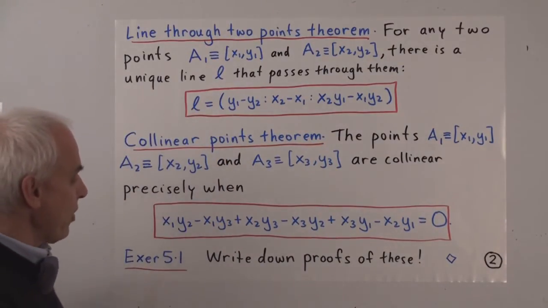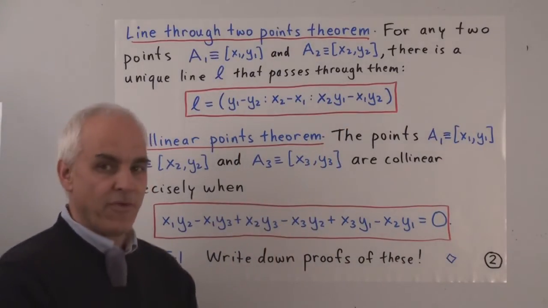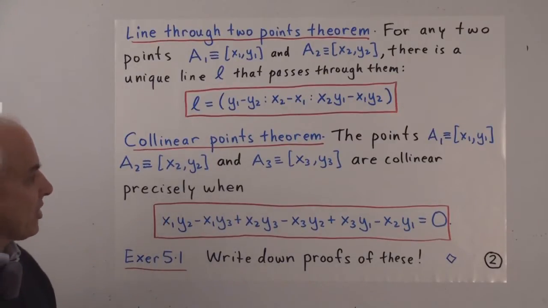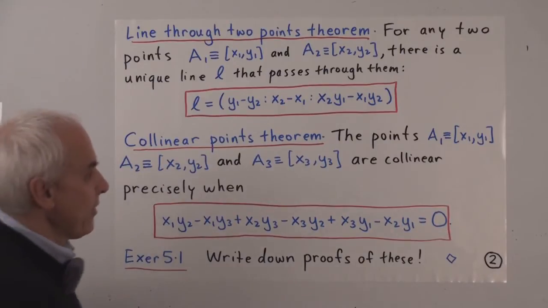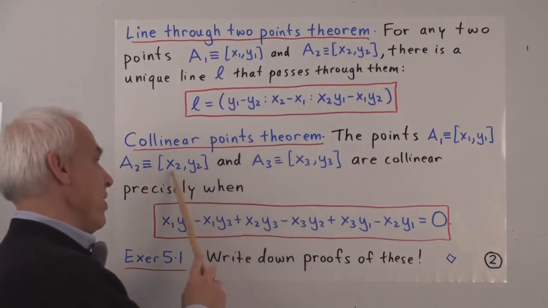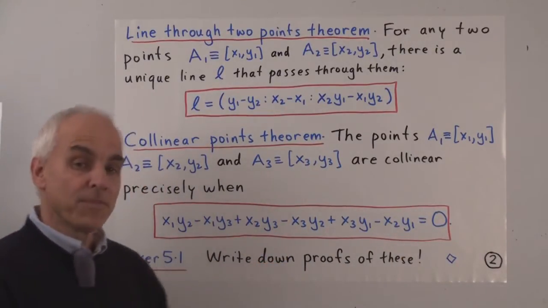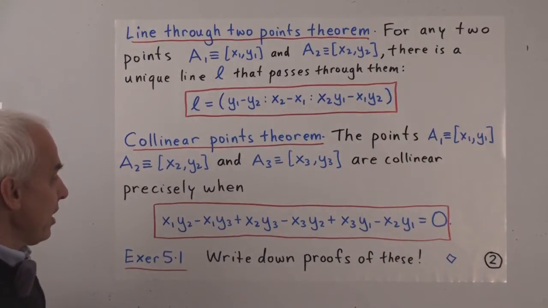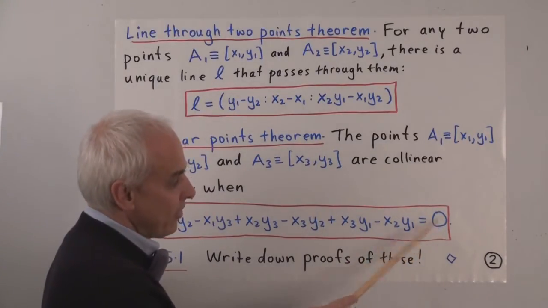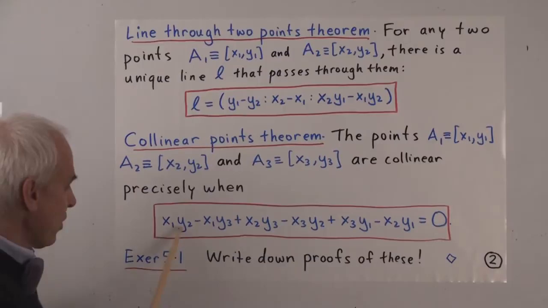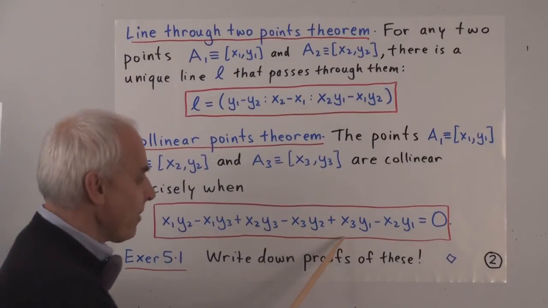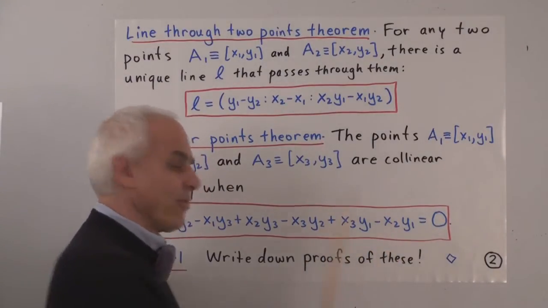Okay, so exercise 5.1, write down proofs of these. So write down a proof of this theorem. And this one here, the collinear points theorem, which follows from it: if you have 3 points, A1, A2, and A3, with coordinates x1, y1, x2, y2, and x3, y3, then those 3 points are collinear precisely when this combination of 6 terms equals 0. x1 y2 minus x1 y3 plus x2 y3 minus x3 y2 plus x3 y1 minus x2 y1 equals 0.